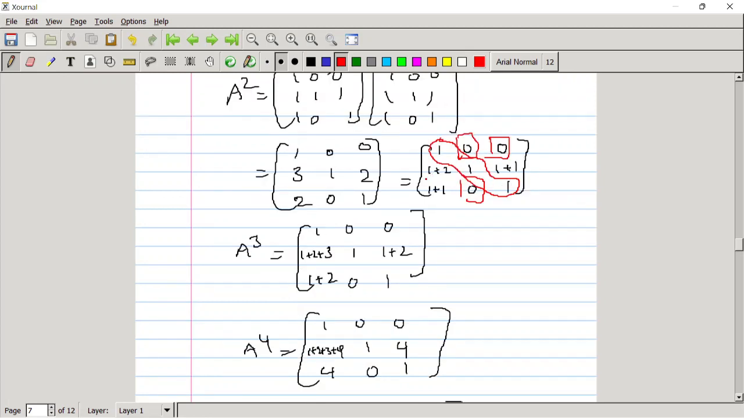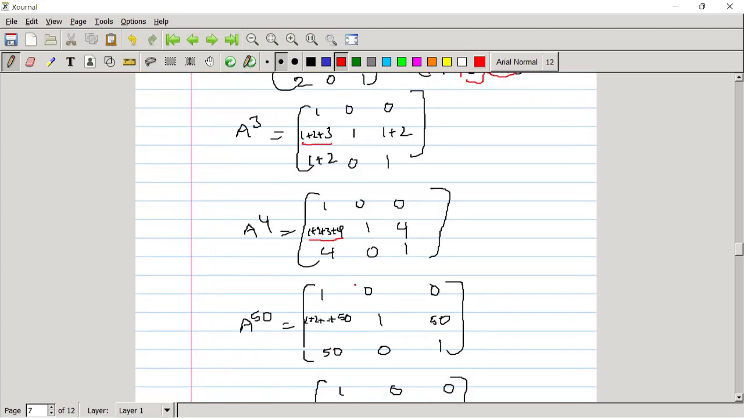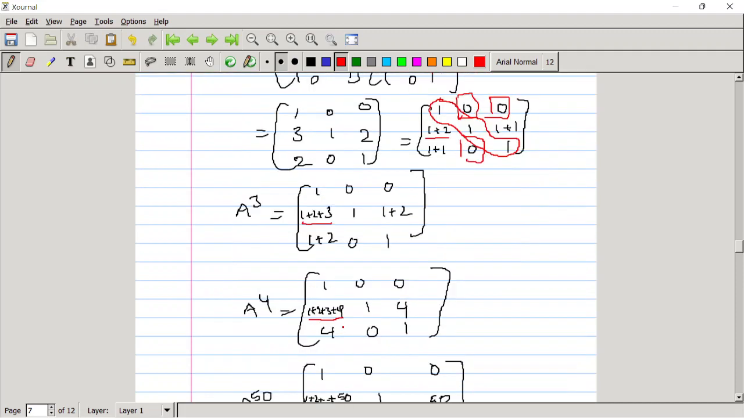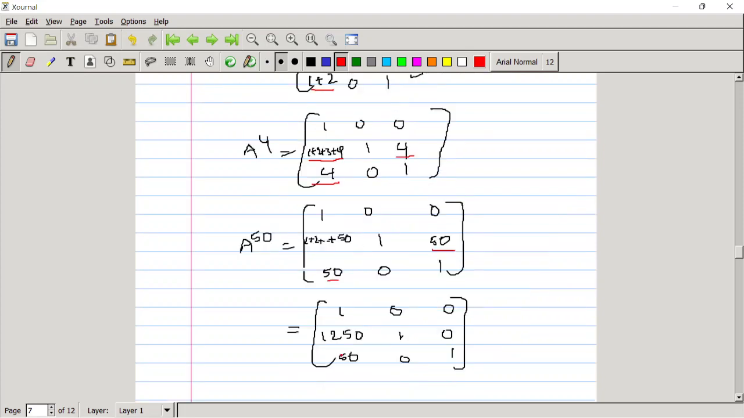In the A square we get 1 plus 2, and for A cube we get 1 plus 2 plus 3, and for A power 4 we get 1 plus 2 plus 3 plus 4. Likewise for A power 50 we get 1 plus 2 plus and so on up to 51. That's how this element is. And for the second row, third column, A2 3, we get 2 only for A square, 3 for A cube, and 4 for A power 4. Similarly for A power 50 we get 50 and 50 in these two elements. This is how I wrote A power 50.